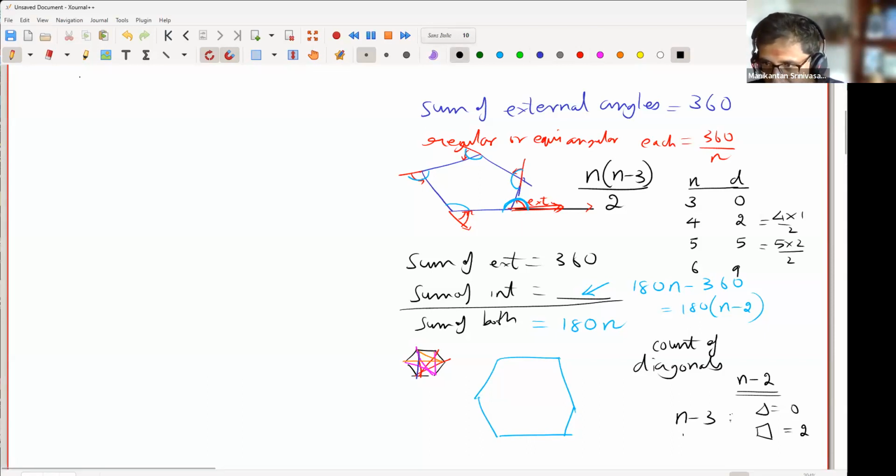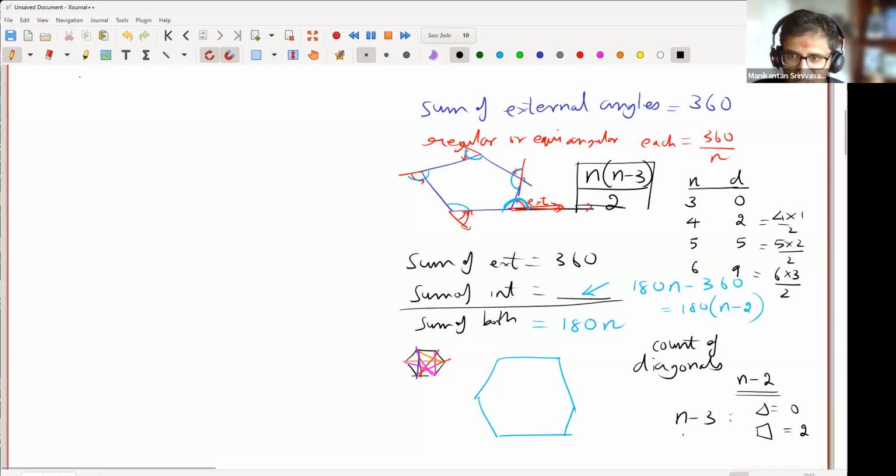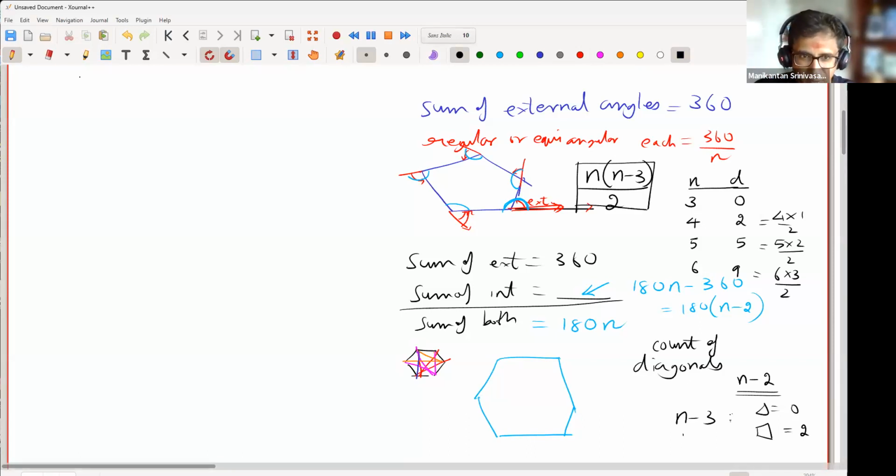So this is 9, which is 6 into 6 minus 3, which is 3. So 6 into 3 by 2 indeed gives 9 as well. So the number of diagonals is n into n minus 3 by 2. But how do we arrive at this? Knowing this formula, and seeing how I drew, can someone explain how I get n into n minus 3 by 2? I'll give you guys 30 seconds to think about it.